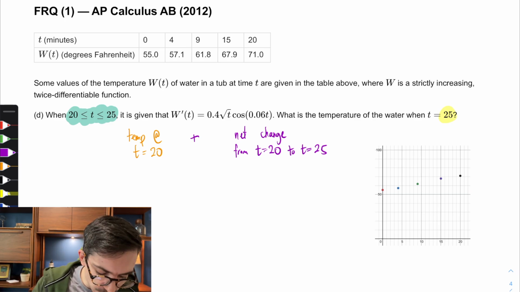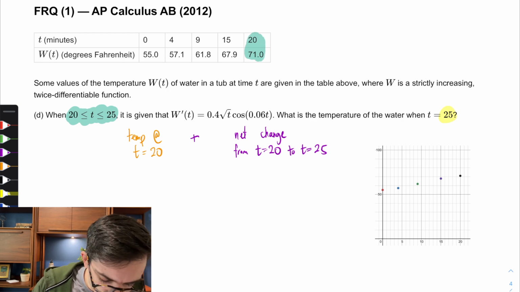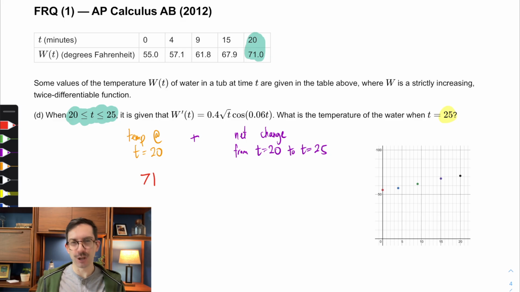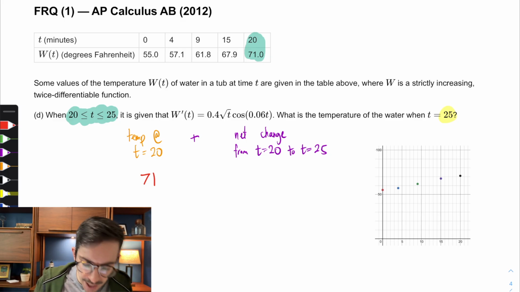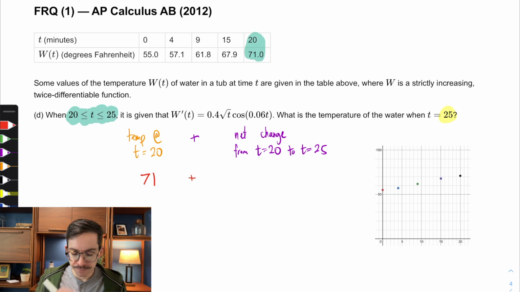Well, the good news is I know exactly what the temperature is doing at t equals 20 because that is my final entry in my table. So I get 71 as the initial temperature at the start of this 5-minute period at t equals 20. And I want to add on the net change in my temperature.